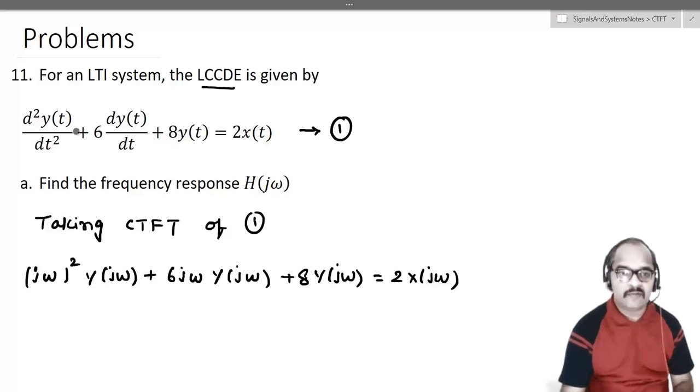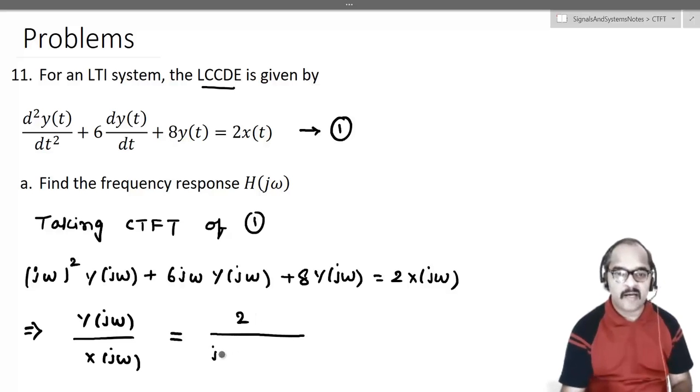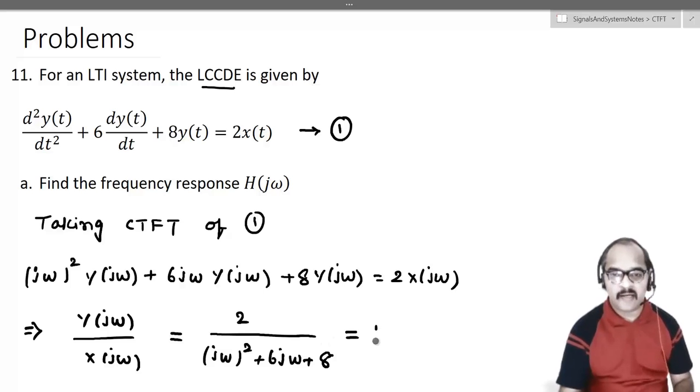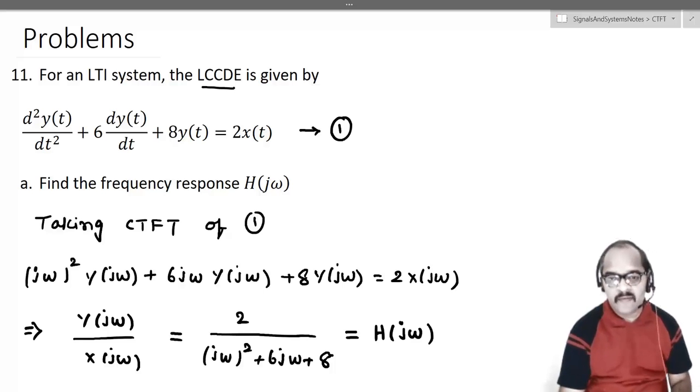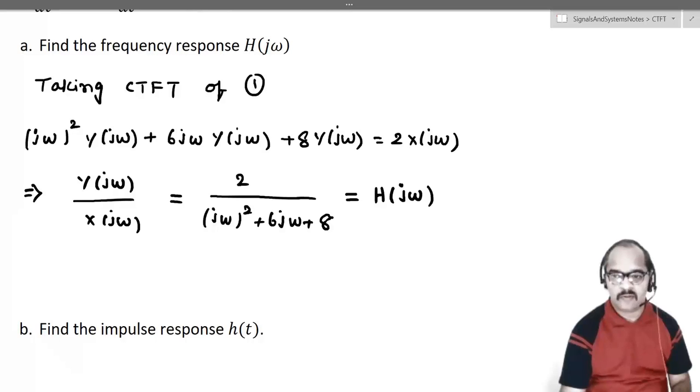Okay, which properties we have used? Differentiation in time domain property and linearity. Okay, so this implies Y of j omega divided by X of j omega. So this should be equal to how much? 2 divided by (j omega)^2 plus 6 j omega plus 8. So that would be the frequency response of the system. Y of j omega by X of j omega is nothing but our H of j omega. Okay, so in that way we can directly find the frequency response of the system.